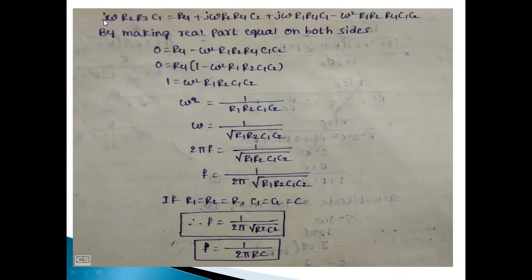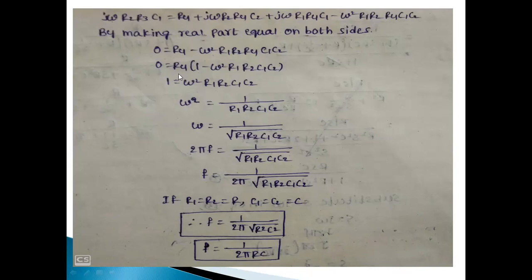So here there is no real term, that is 0 is equal to, here we have real term R4. This is imaginary term, so skip this one. This is also imaginary. Skip. So this is real term, so minus omega square R1 R2 R4 C1 C2. So these two terms are real terms. In the left hand side, here we have no real term, that is 0.